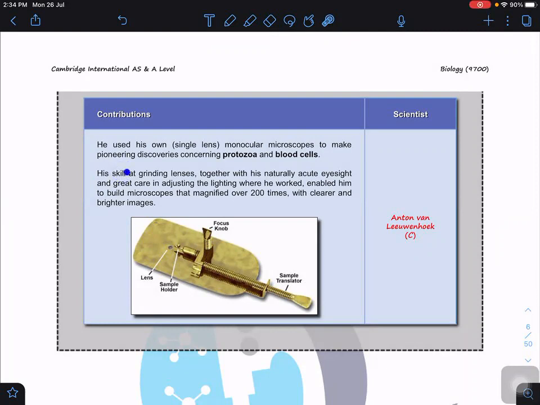Why? Because he had the skill to polish or to make the lens, together with a naturally acute eyesight and great care in adjusting the lighting where he worked, he managed to magnify over 200 times with a clearer and brighter image. So now he could actually view the blood cells and also the protozoa. So from his work, because we know that plants are larger, are you clear? Plants are larger, we still can use a lower magnification microscope to view the plant cell. But to view the animal cell, you need to have higher magnification. So because of his work, now we are able to view the protozoa or the blood cells at that particular era. So by Anton van Leeuwenhoek.